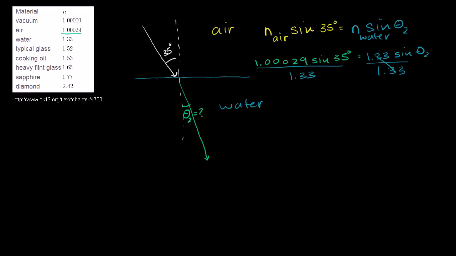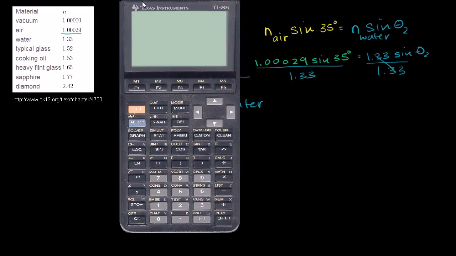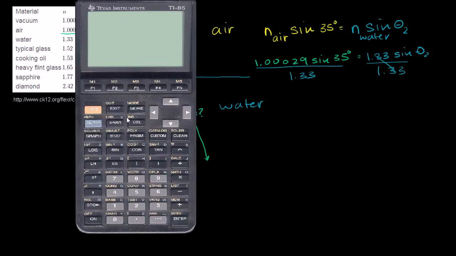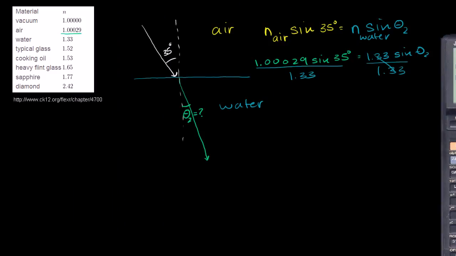On the left-hand side, let's get our calculator out for this. I made sure my calculator is in degree mode. So we want to calculate 1.00029 times the sine of 35 degrees. That's the numerator of this expression, the green part, 0.5737, divided by 1.33. When you just do a divide, the answer means your last answer. So that's the numerator divided by that denominator. And so I get 0.4314. I'll just round a little bit.